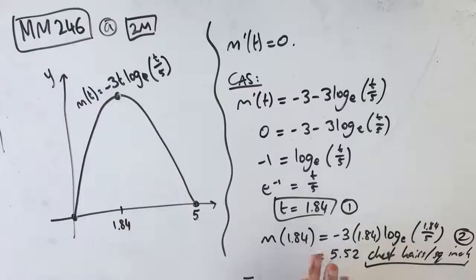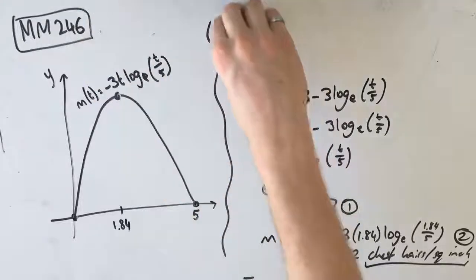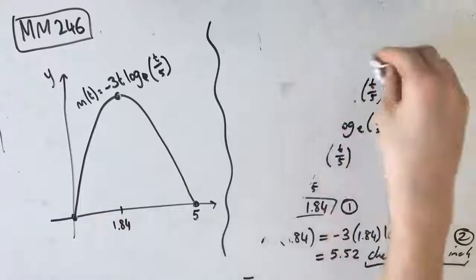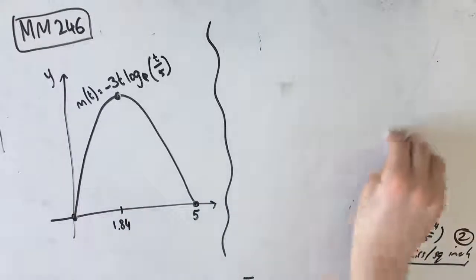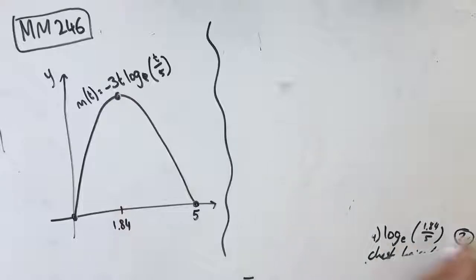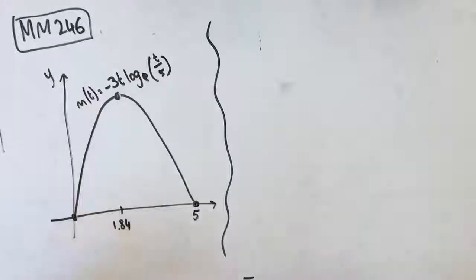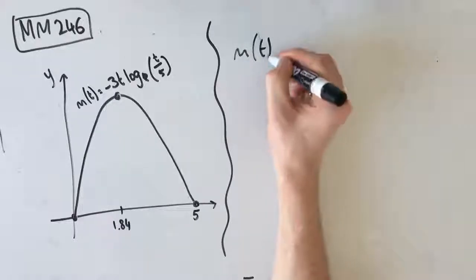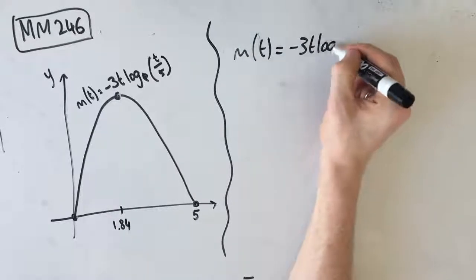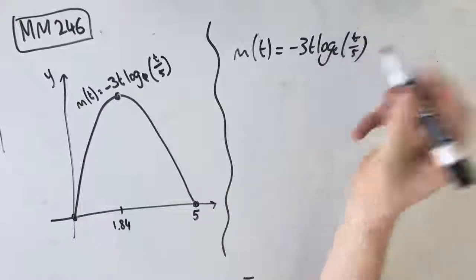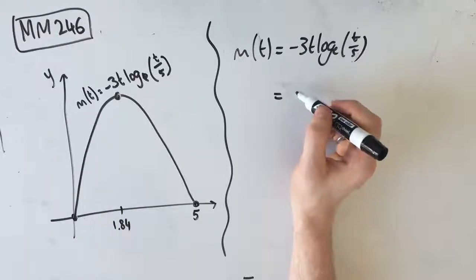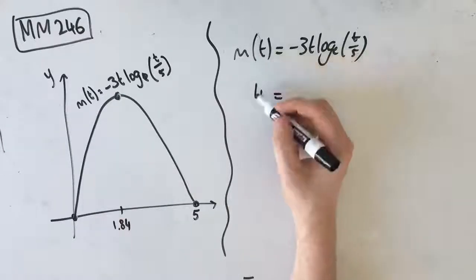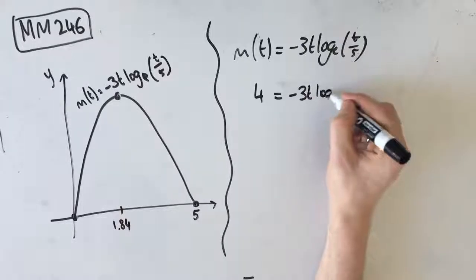Guys, let's move on to part B i. Part B i asks us to find, corrected to 2 decimal places, the value of t when the concentration of Theon's chest hairs first reaches 4 hairs per square inch. Awesome. So, we know that our masculinity is given by negative 3t log e of t on 5. And we know that the concentration that we're looking for is 4 hairs per square inch. So we let our m equal 4, and then we need to simply solve for t here.